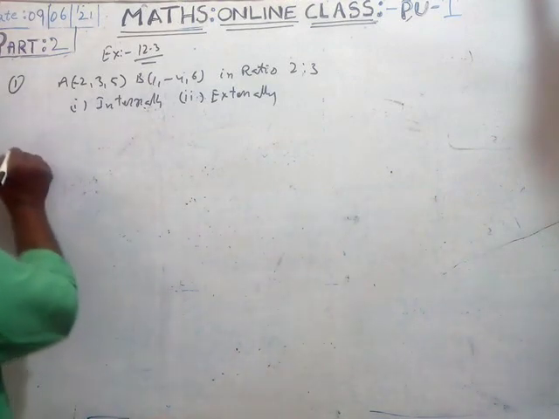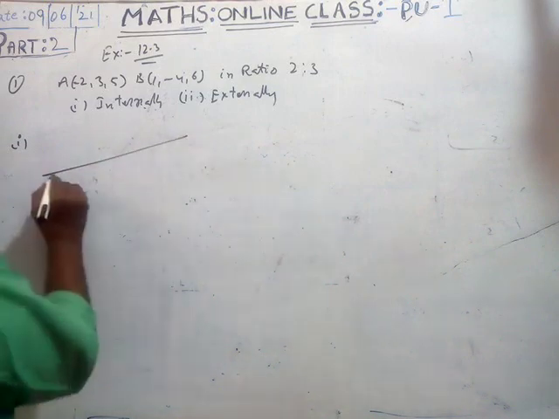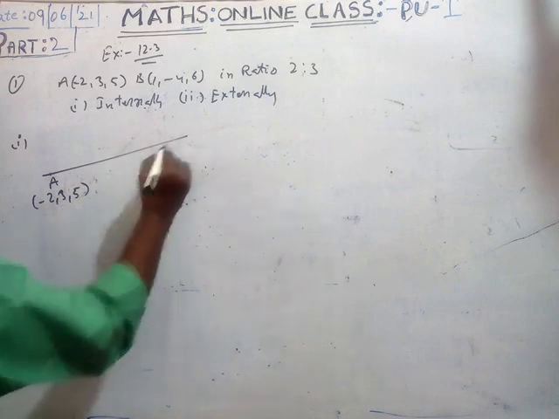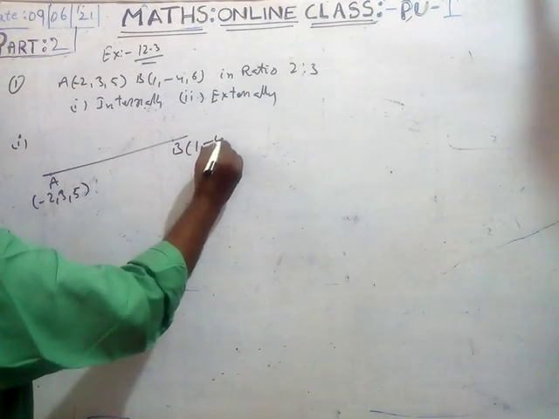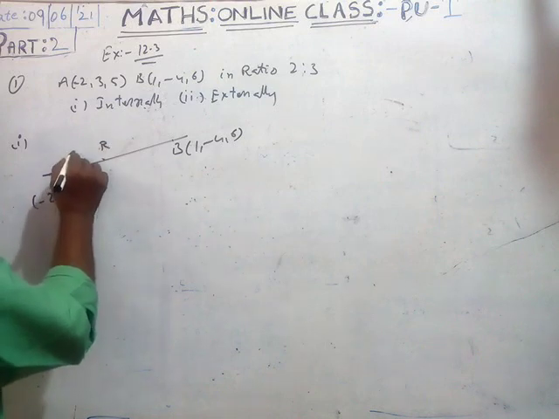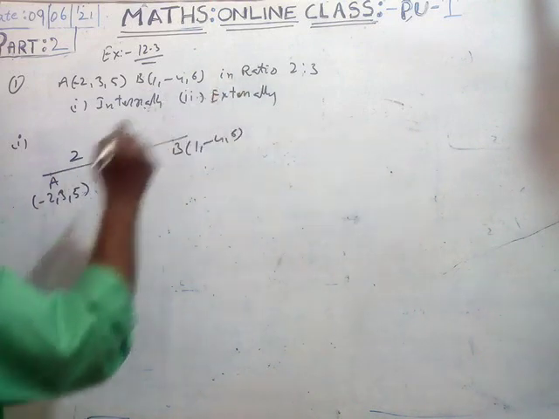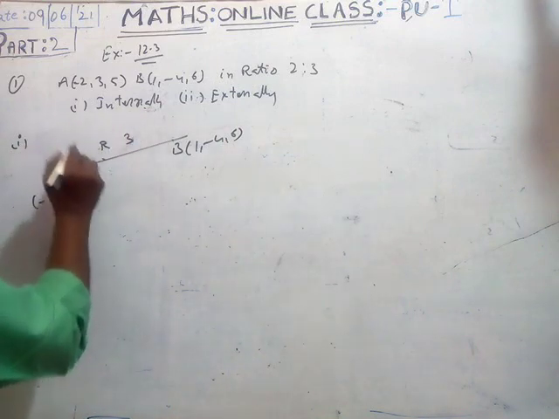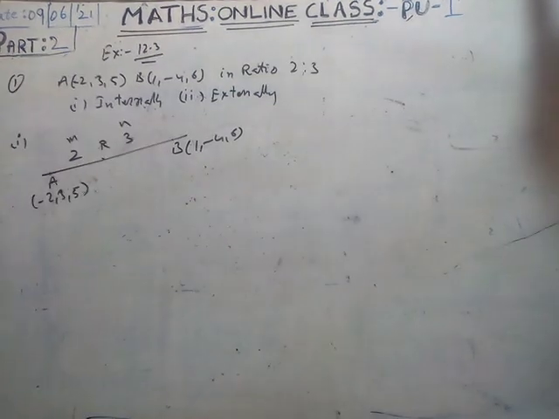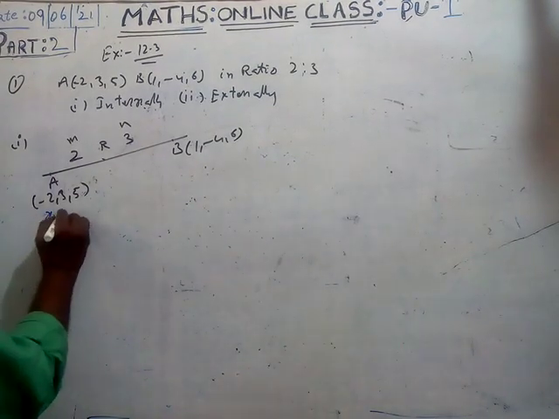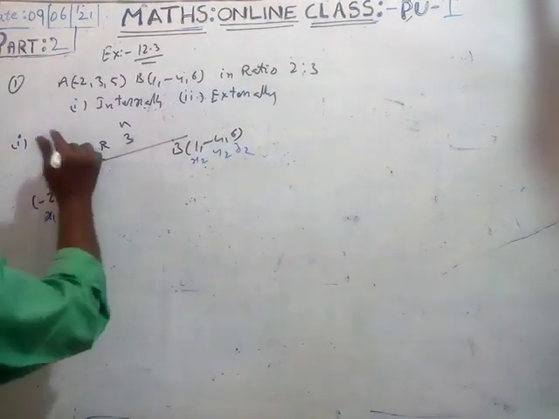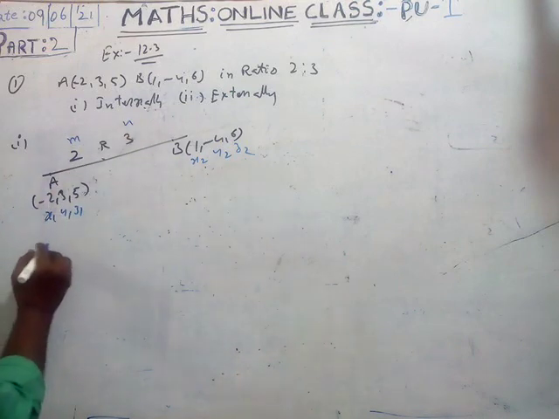You see, the first one. Here A is minus 2, 3 and 5. Here B is 1, minus 4, 6. Here also the ratio is 2:3, internal. So this is M, this is N. Here it is x1, y1, z1 and x2, y2, z2. It is M and it is N.